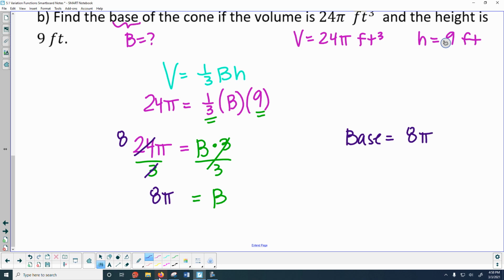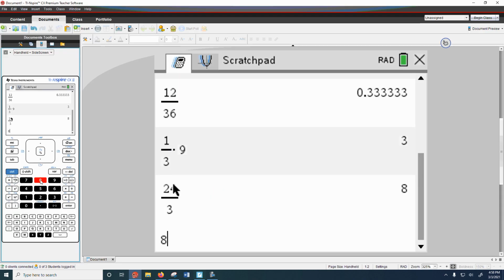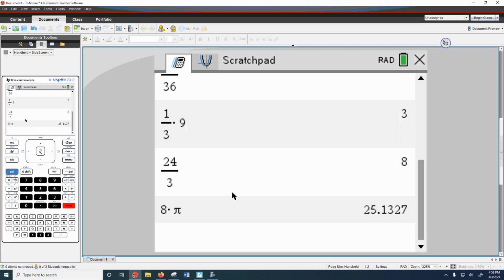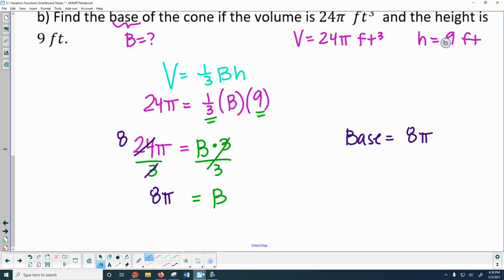Or if you do that as a decimal, we can do that as well. 8 times pi. The pi key is down here by the h. That is 25.1327. But we do need some units.